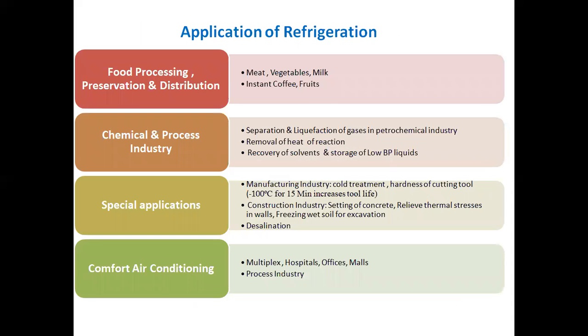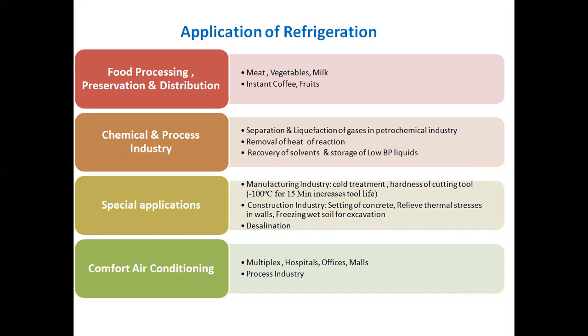Now come back to our main agenda for today's session, that is application of refrigeration. Mainly I have categorized the application of refrigeration in four categories. One is food processing, preservation and distribution, which includes meat, vegetable, milk, instant coffee, fruit. So for food processing, preservation, and distribution, there is a huge scope for refrigeration, and it is widely used there.